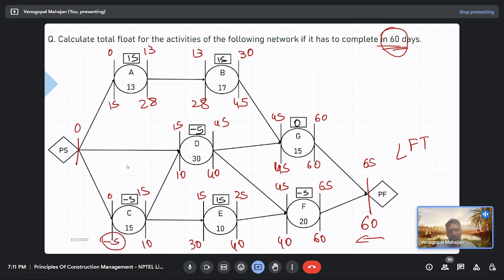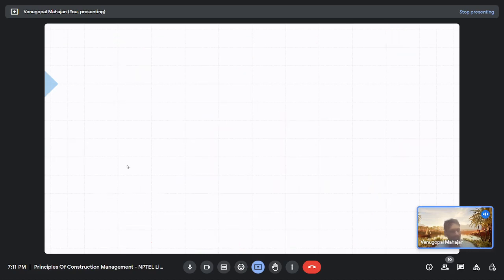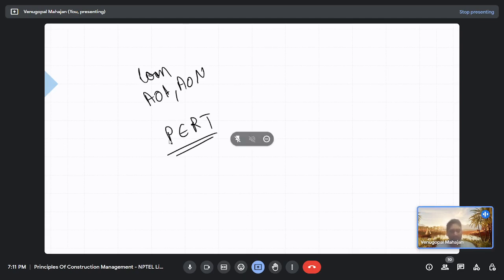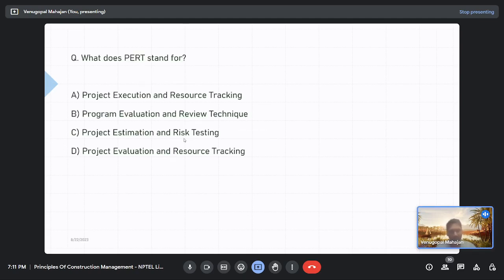So, till now, what we have discussed is loan repayment. Then AOA, AON. So, what is remaining is PERT, right? So, let's see some quick questions on PERT.